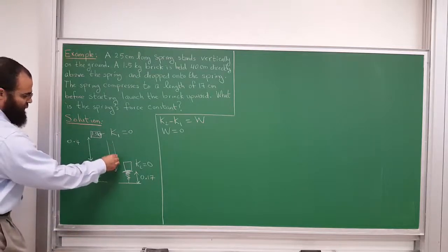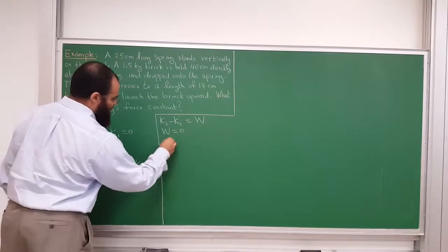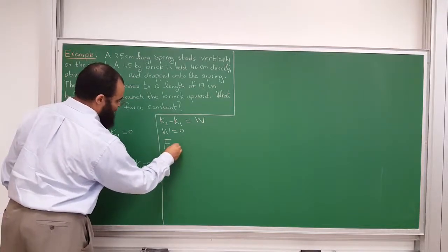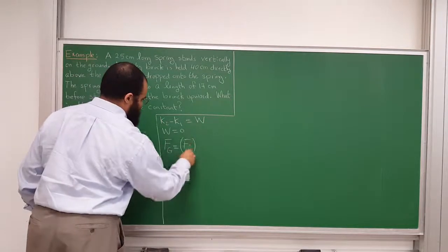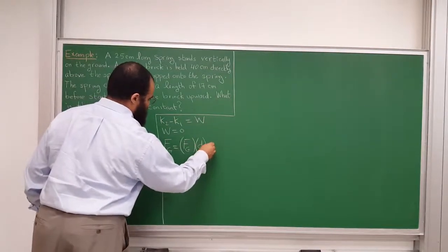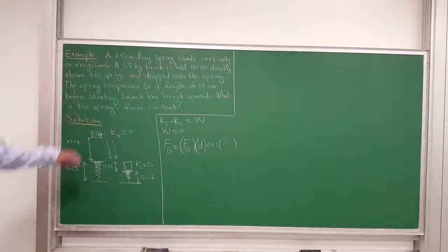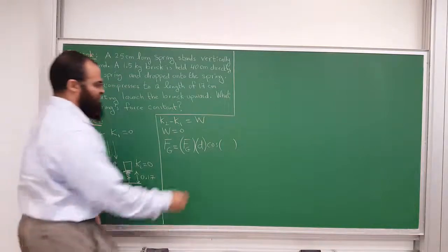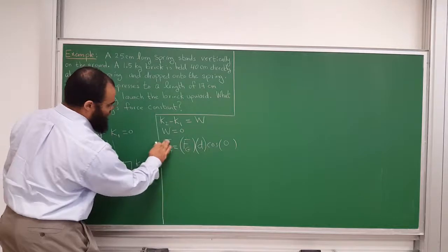Gravity pulls this way, so they are parallel to each other. Let's calculate the work done by gravity. It will be the force of gravity times the magnitude of the displacement times the cosine of the angle between them. Both are downwards, so the angle between them is 0. They are parallel to each other, so that's 0.